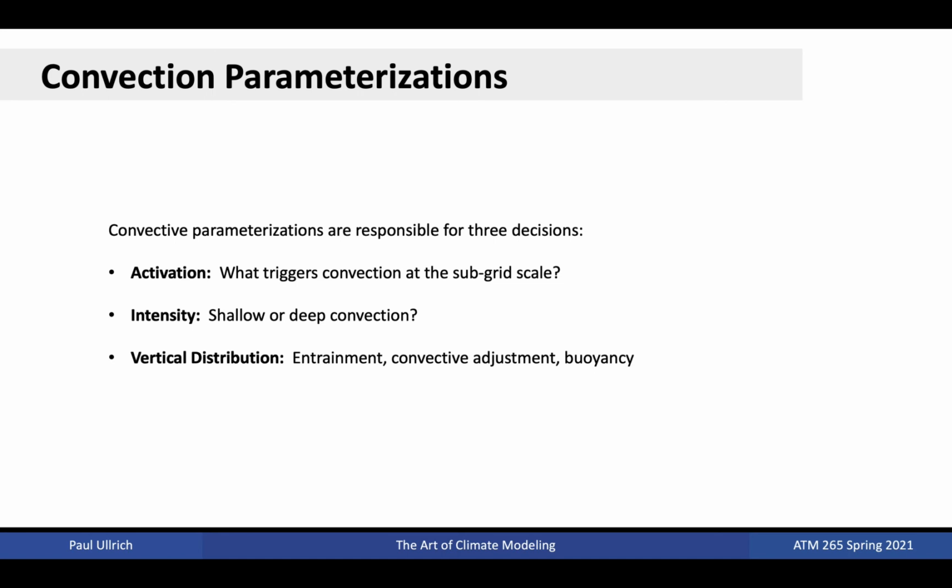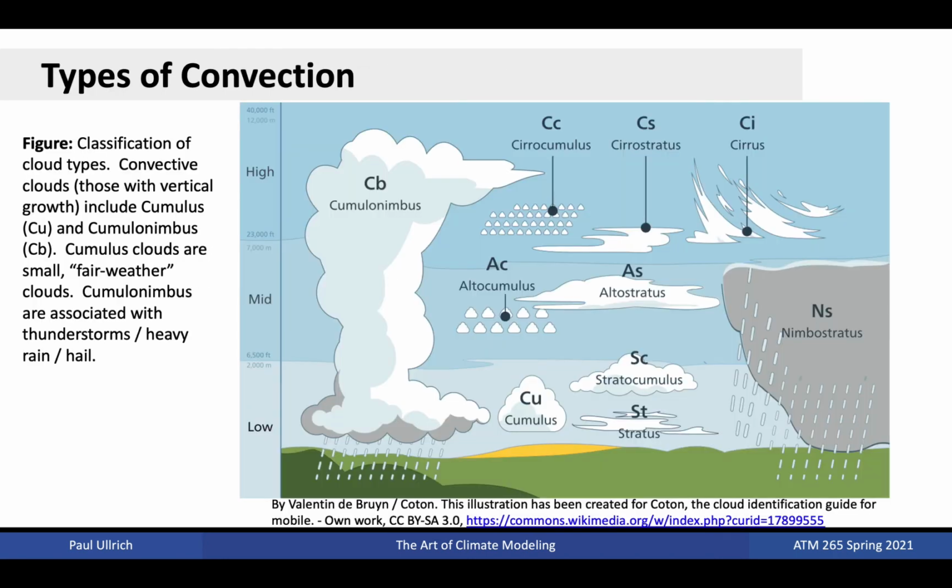First, they must choose when convection is present at the subgrid scale using resolved scale information. Second, they need to determine the intensity or height of each plume, namely whether or not the column will produce shallow or deep convection. And third, they need to then evolve the vertical distribution of the plume to account for entrainment, convective adjustment, and buoyancy effects. Differences in convective parameterizations can generally be traced back to different formulations employed for each of these three factors.